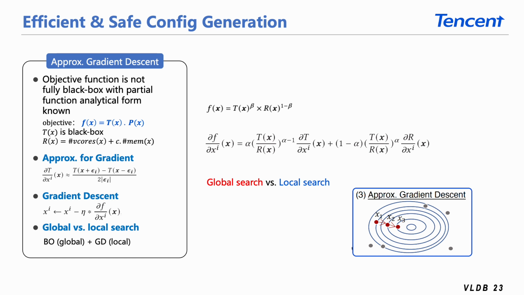The objective function is not fully black box. We have the partial analytical form of the resource function. We propose a method to compute the approximate gradient when conducting Spark tuning. To integrate the benefits of both methods, we alternately apply approximate gradient and Bayesian optimization to select the next configuration, so that the combined framework balances exploration and exploitation well with a convergence guarantee.